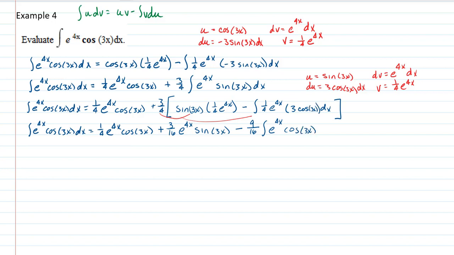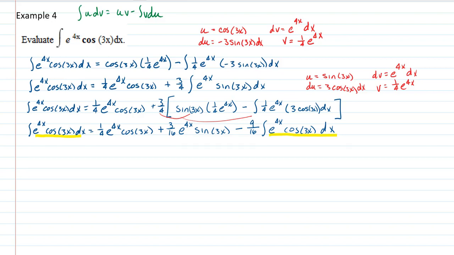Cosine 3x dx. Now what I want you to notice is that I have the same value for the integrand on the left-hand side and the right-hand side. This is an equation because of that equal sign. In order to solve the equation, I would consider these two integrands to be like terms.